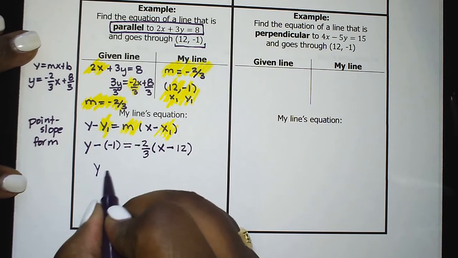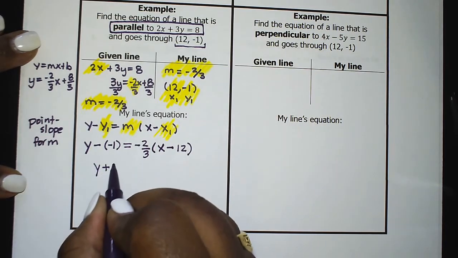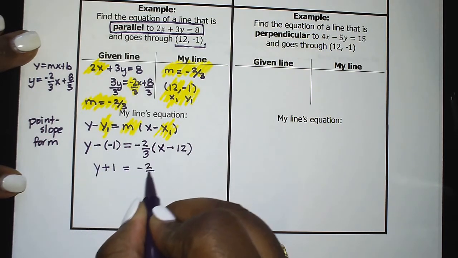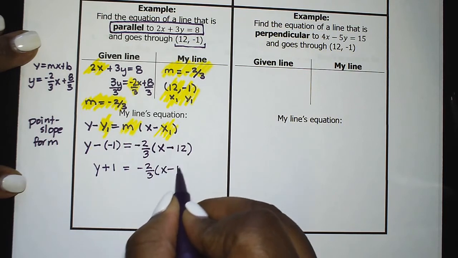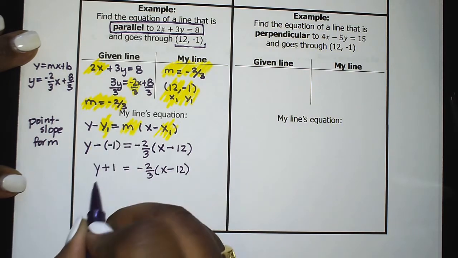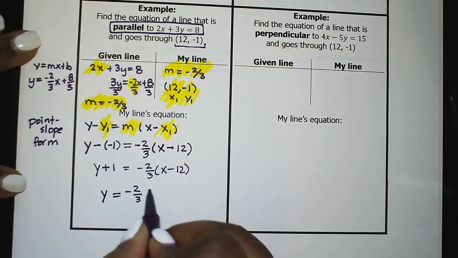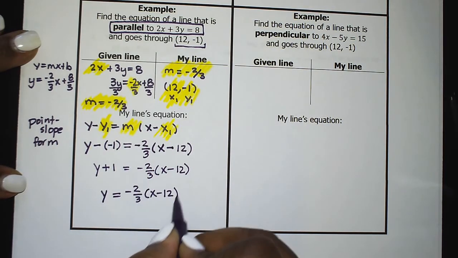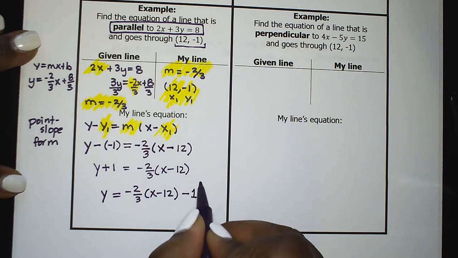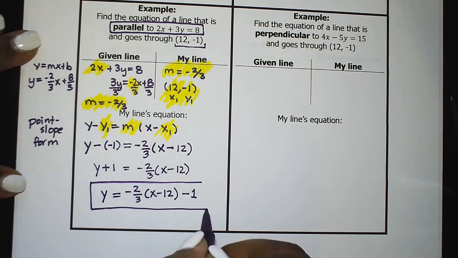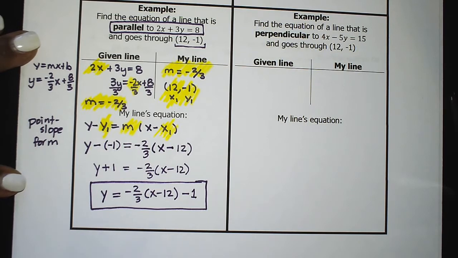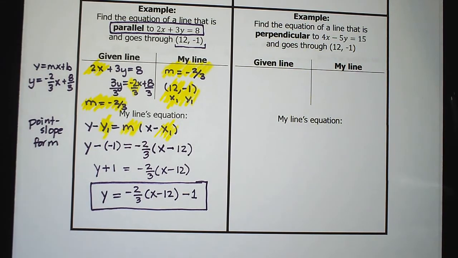Now I'm going to simplify. Y minus a negative becomes a plus 1 equals a negative 2/3 x minus 12. I can rewrite this as y equals a negative 2/3 x minus 12, and I bring the 1 over on this side. So this is my new equation, and you can easily put that in the calculator and check it. So that's for parallel. 3 minutes for this note, and I'll pause to do the perpendicular side.